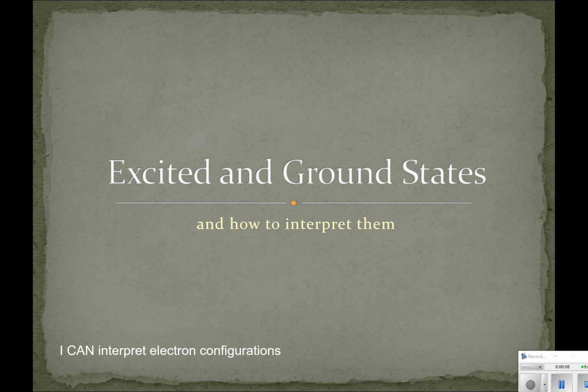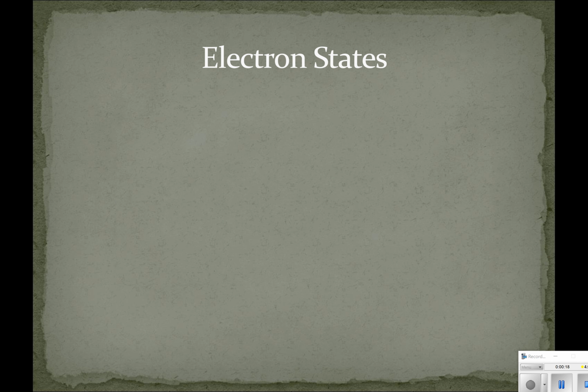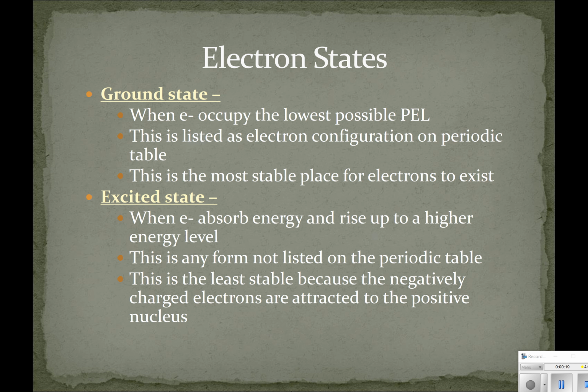Today we're going to be learning about how to interpret excited and ground states of electrons in atoms. So by the end of today, you should be able to interpret those electron configurations and determine whether or not an atom is in an excited or a ground state. Now remember, this is a little bit of a review.